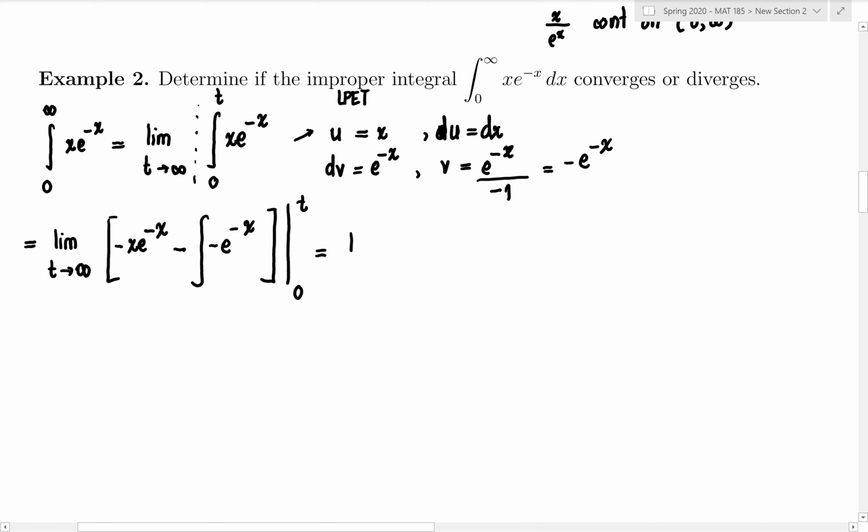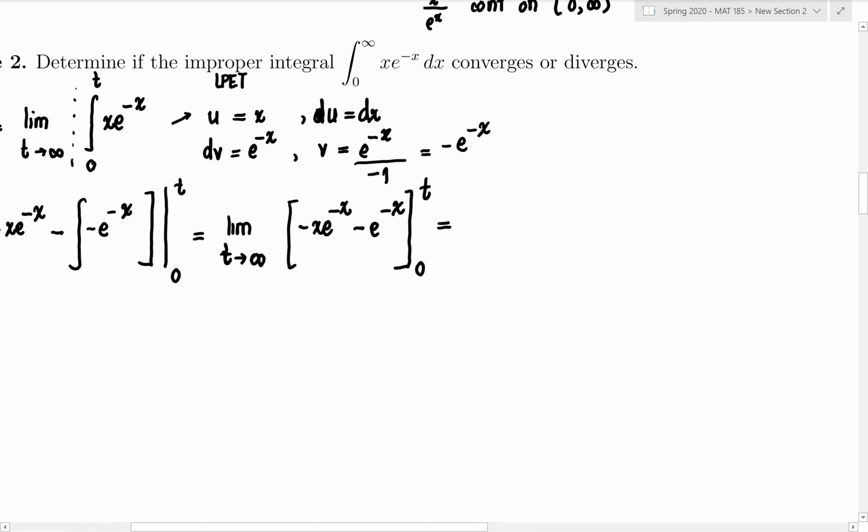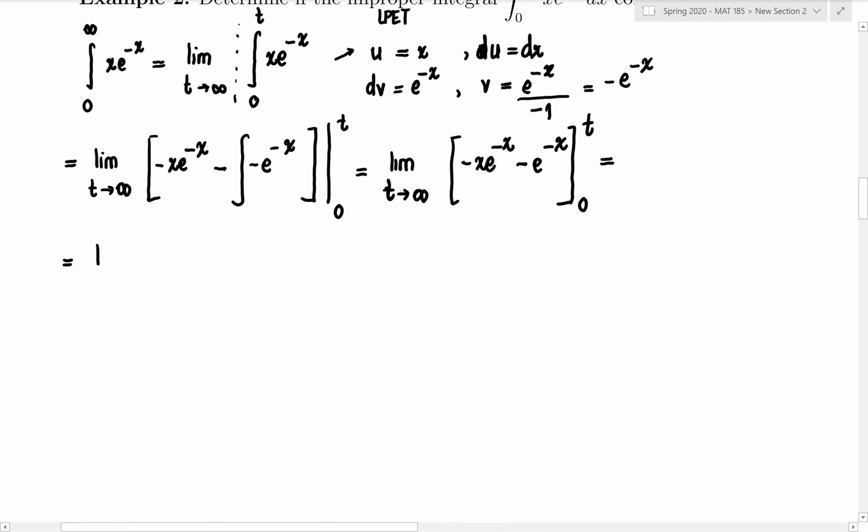All right, and now limit as t approaches infinity, I have negative x e to the negative x. That negative becomes positive, but then we need to integrate e to the negative x again. And the integral of e to the negative x is negative e to the x, so that gives us another minus here. And that goes from 0 to t.